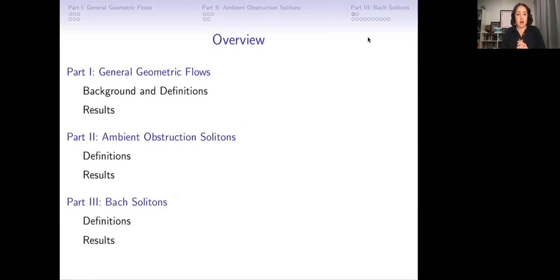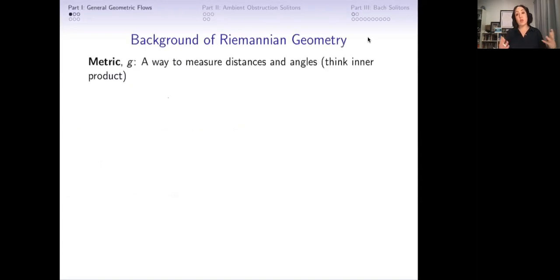All right, so getting started, let's talk about some of the tools we have in geometry. What is the motivation of geometry? So geometry broadly we think of as looking at how things are shaped and dealing with shapes. And what does this mean? So one of the tools that we're going to need to do this is we're going to need to consider a metric, right? A metric is a way to measure distances and angles.